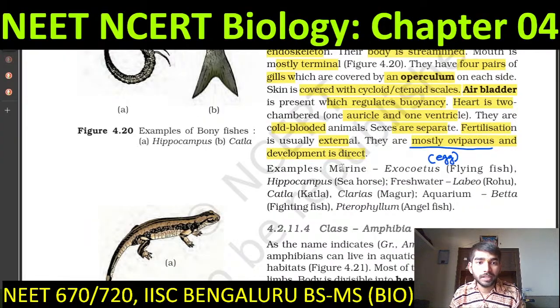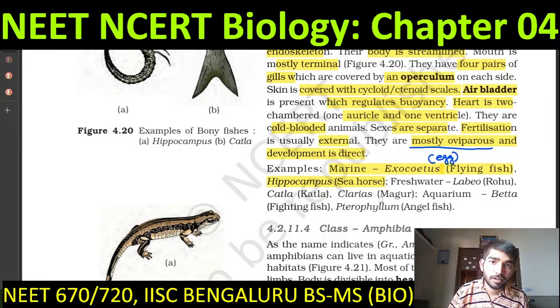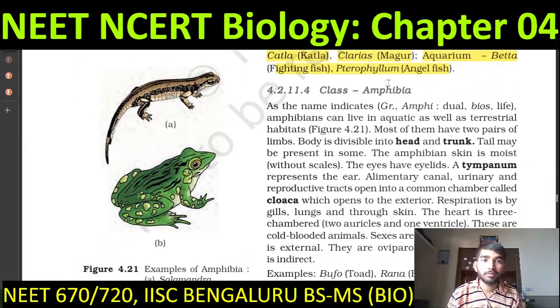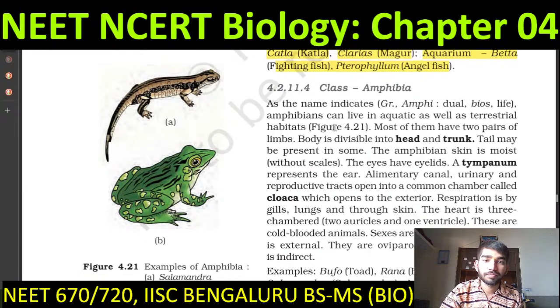Here the examples, marine are Exocoetus, which is the flying fish you might have seen in the videos. And then Hippocampus. Hippocampus is a region in our brain also, but it is the genus name of seahorse. Freshwater is Labeo, Catla, Clarias, and in aquarium you see Betta and Pterophyllum, all these fishes. So you can just remember, it's not something very difficult. Some of them you might have also heard in your home also.